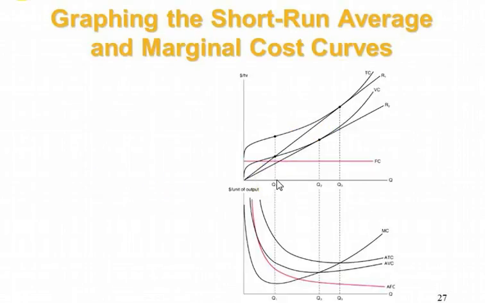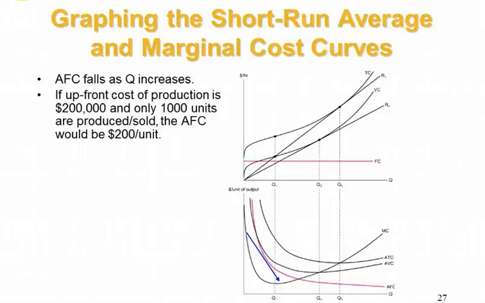Remember, fixed costs do not change, but average fixed costs slope downward. So as Q increases, average fixed costs fall, which makes sense, right? Because the numerator, fixed cost, remains the same, but the denominator, Q, increases, so average fixed cost falls. If your upfront costs of production, your fixed costs, are $200,000 and you produce 1,000 units, your average fixed cost is going to be $200 per unit.